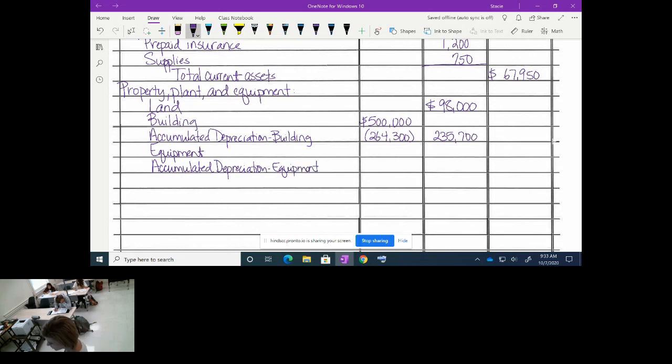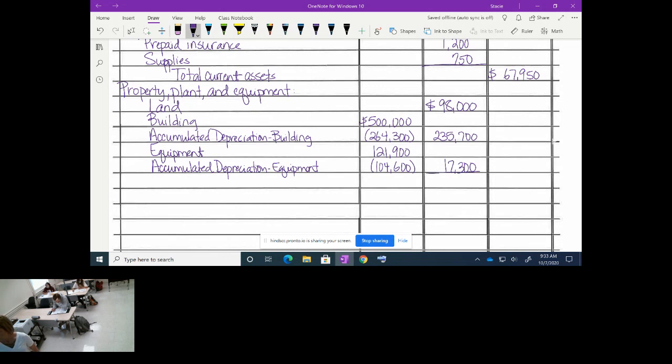Okay. So equipment is 121,900. Accumulated depreciation equipment is 104,600. So what is my book value? 17,300. Now, is that all my property, plant, and equipment items?